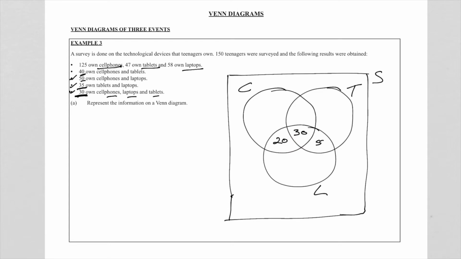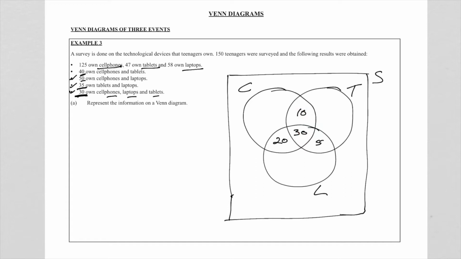Now we look at the 40 who own cell phones and tablets. So that is now cell phones and the tablets. It's this intersection, and that must be a total of 40. So that means this part must be 10 so that they add up to the 40 that was given to us here. So that will be 10. Now we are finished with the three events.